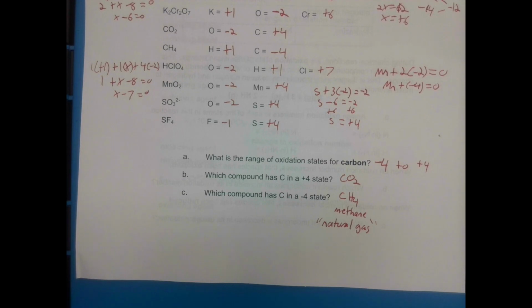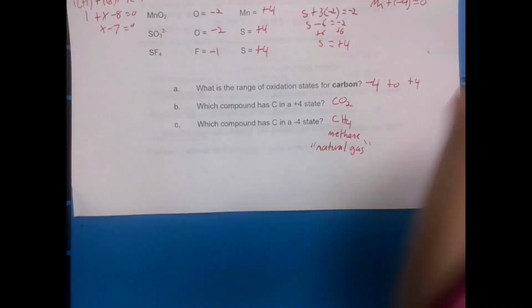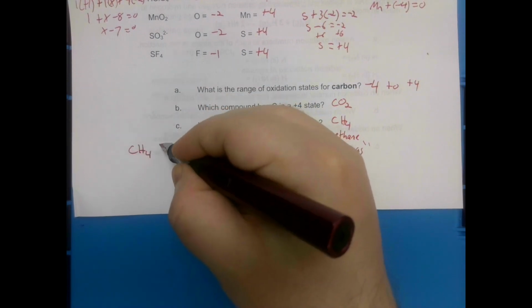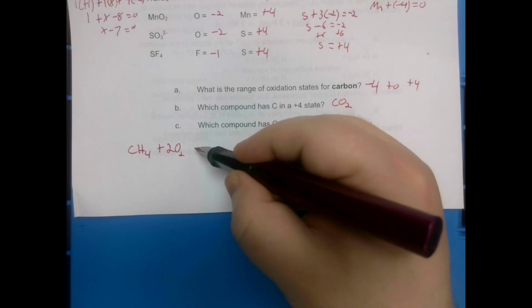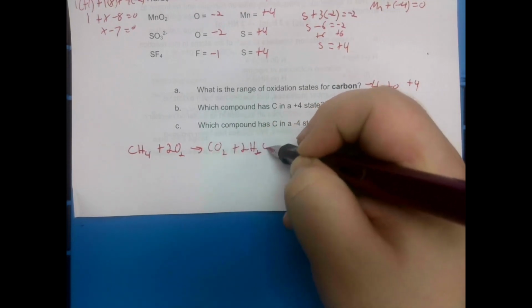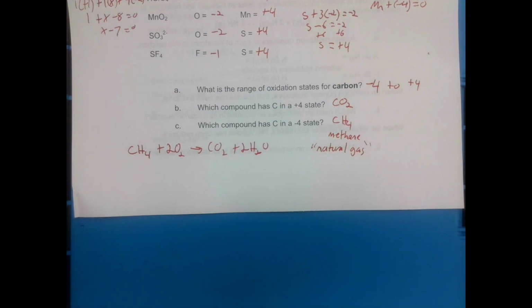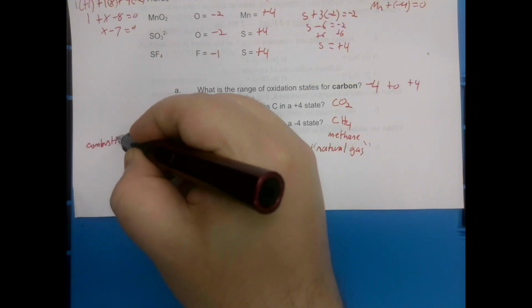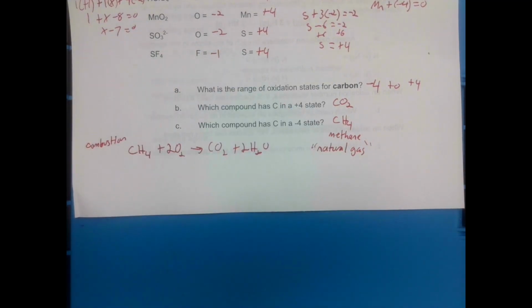So, burning methane equation. This is just a tidbit. We are going from CH4 mixed with oxygen, and we're going to CO2 and oxygen. What type of reaction is this? Combustion. You are combusting the methane.